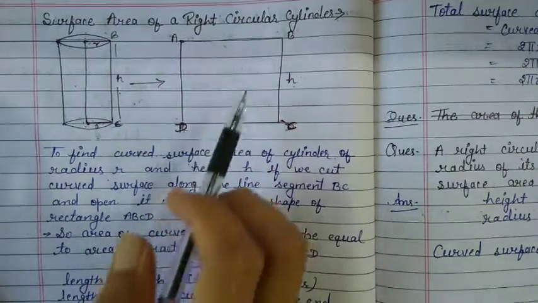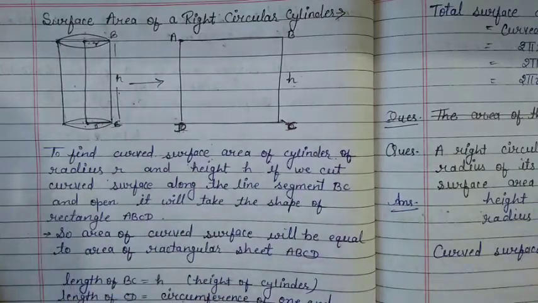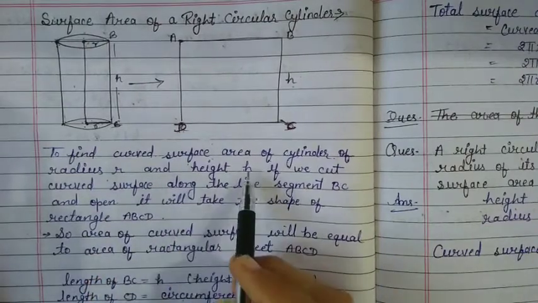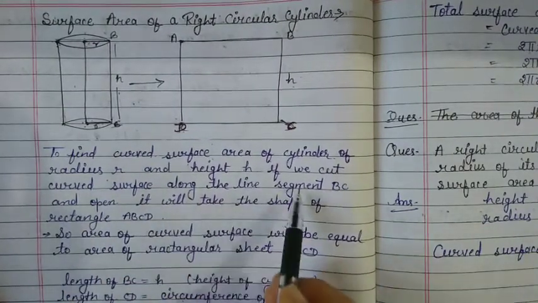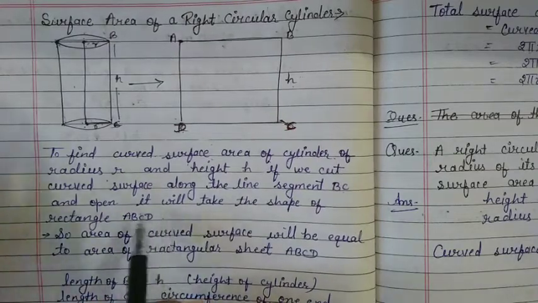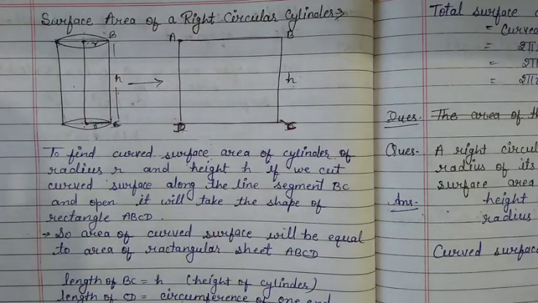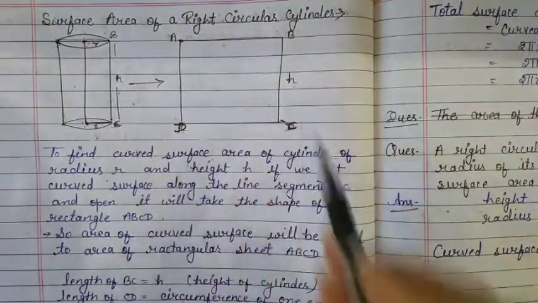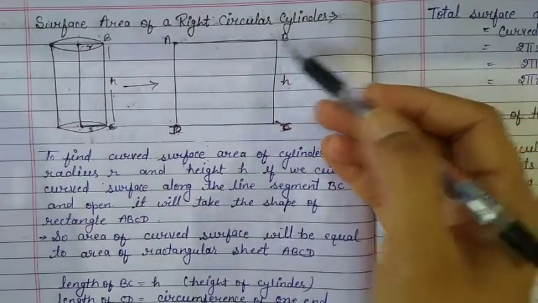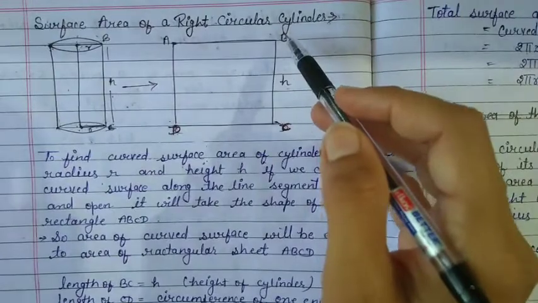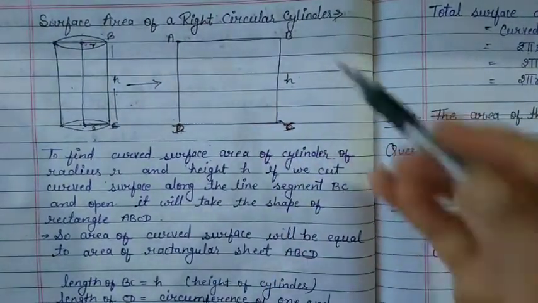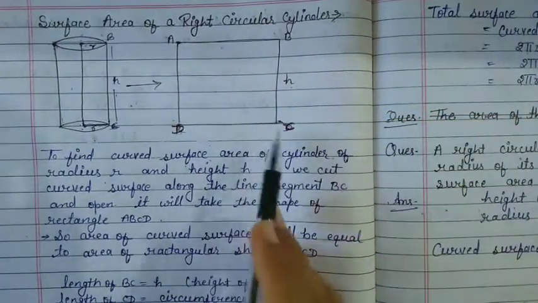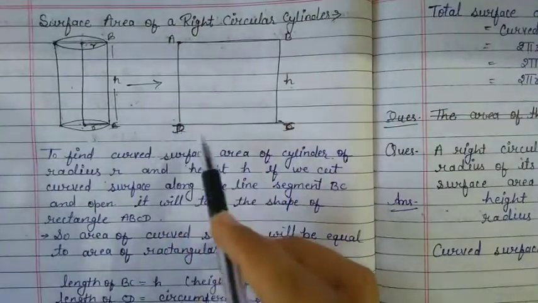And we know that the area of a rectangular sheet equals length into breadth. To find the curved surface area of a cylinder of radius r and height h, if we cut the curved surface along the line segment BC and open it, it will take the shape of rectangle ABCD. So the curved surface area will be equal to the area of rectangular sheet ABCD. To find the area of this rectangular sheet, firstly we will find its length and breadth. So length BC equals h, that is the height of the cylinder.